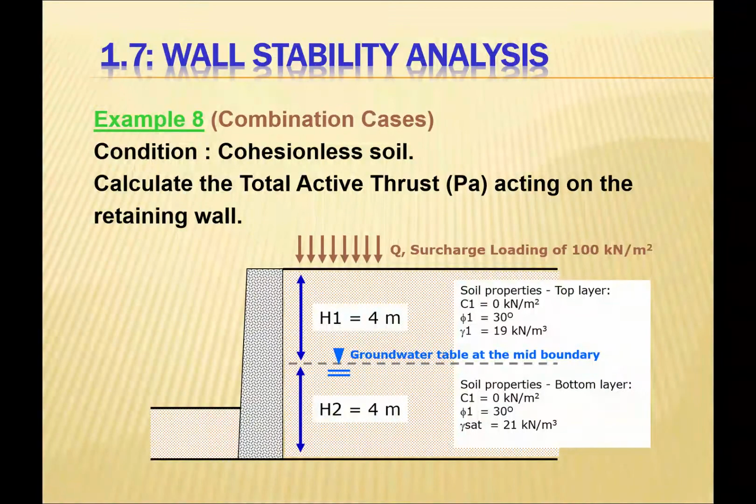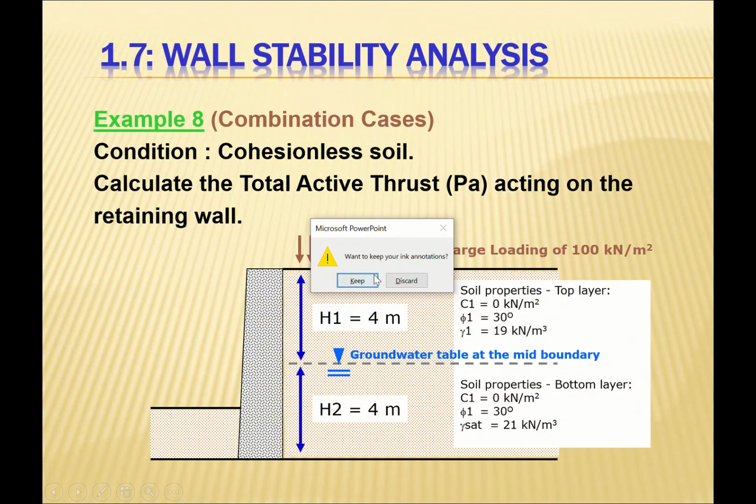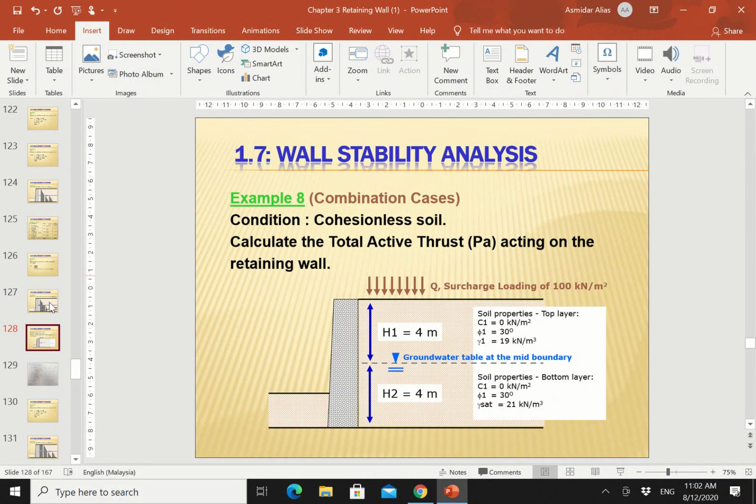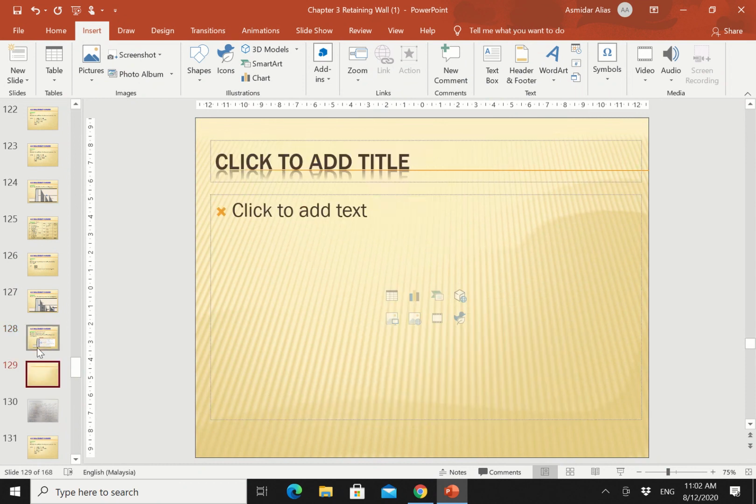Before this you only had 2 layers and a groundwater table. Right now you can see that you have surcharge loading, 2 layers, and then you have the groundwater table at the mid boundary. Of course, first things first, draw the diagram first for you to have the idea how to solve this one. Okay, let's try this one to draw.